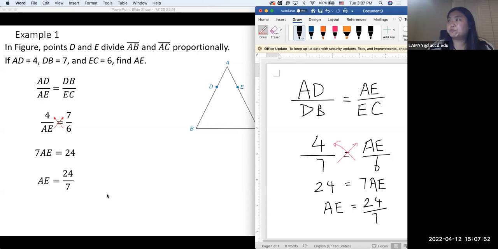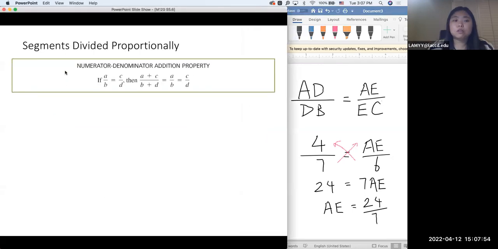Okay, next one. Segments divided proportionally. Here we have the numerator denominator addition property. If A over B equal to C over D, then you could just add them up together: A plus C over B plus D equal to A over B equal to C over D. We call this the numerator denominator addition property.